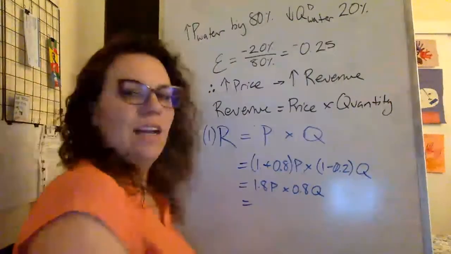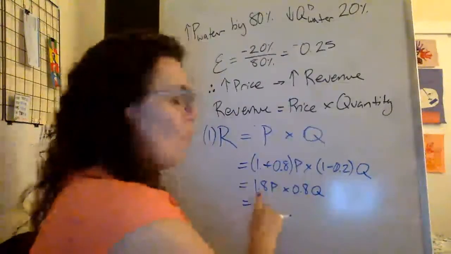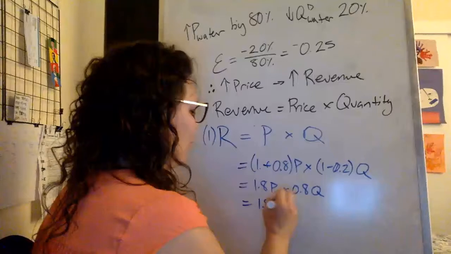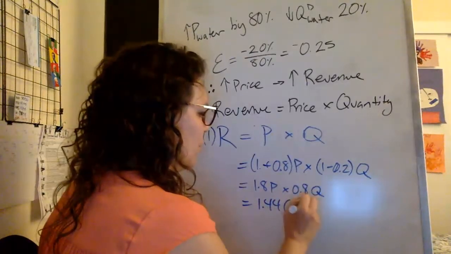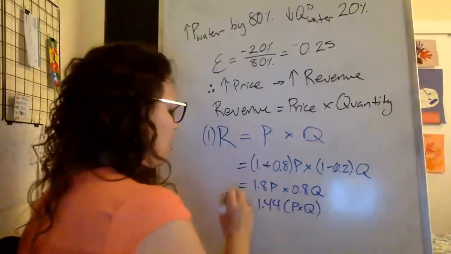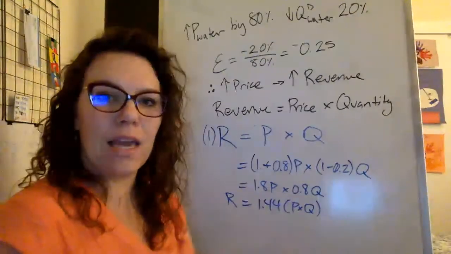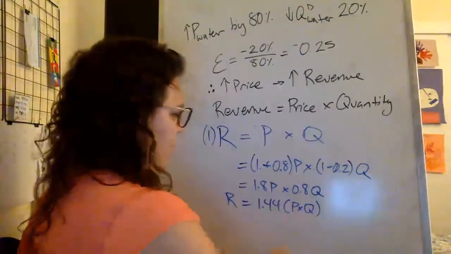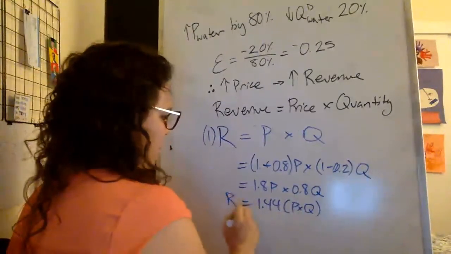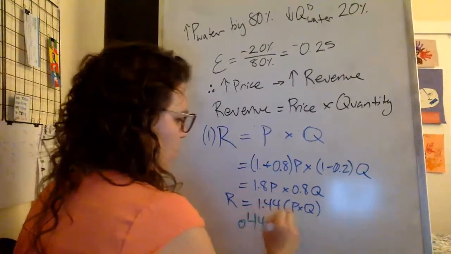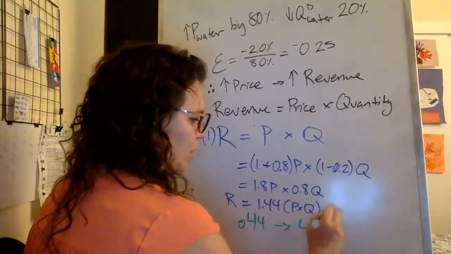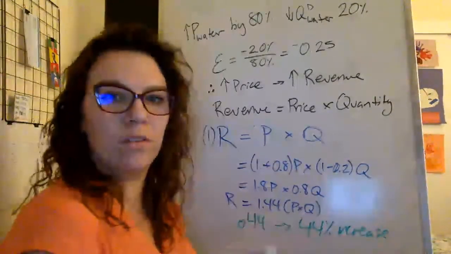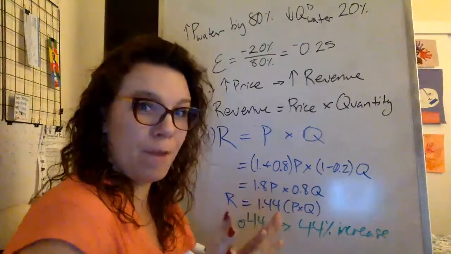Hi, Jack. So 1.8 times 0.8 gives us 1.44 times PQ is equal to R, which means that we can say the change in revenue is an increase of that 0.44, or a 44% increase in revenue. Does that make sense? Hopefully.